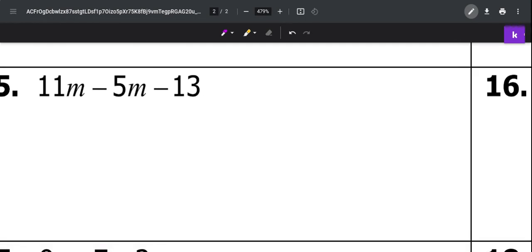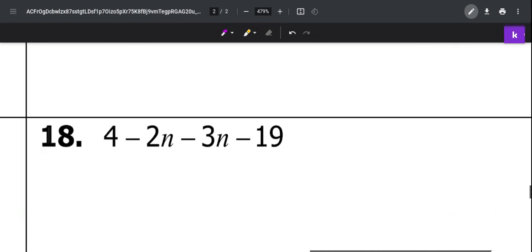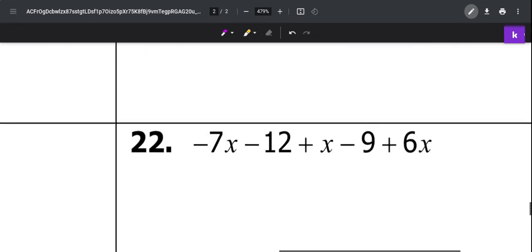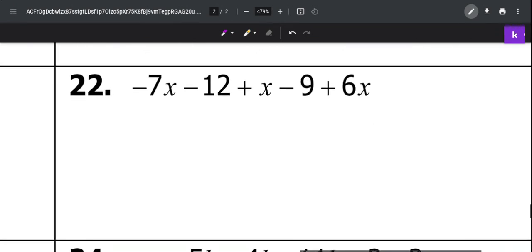So let me try to find a hard one. Let's go down to 22. All right, so on number 22, we have a lot going on. Now we have a few more terms, so we need to underline things and double underline the constants. So the first thing we need to underline is the variables. So the variable terms, negative 7x, then just x, and then 6x. Now let's double underline everything else.